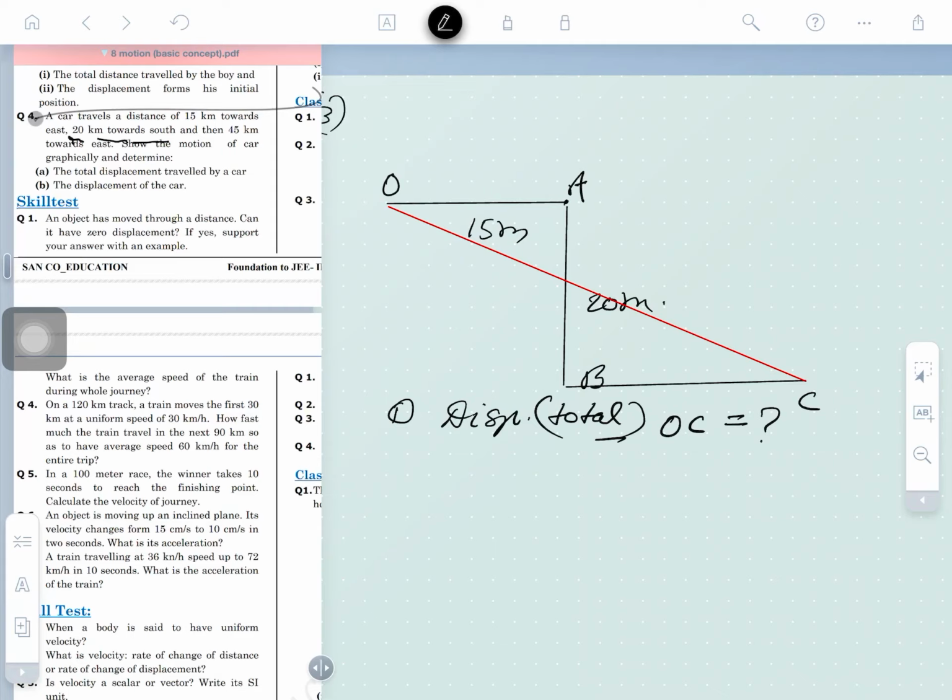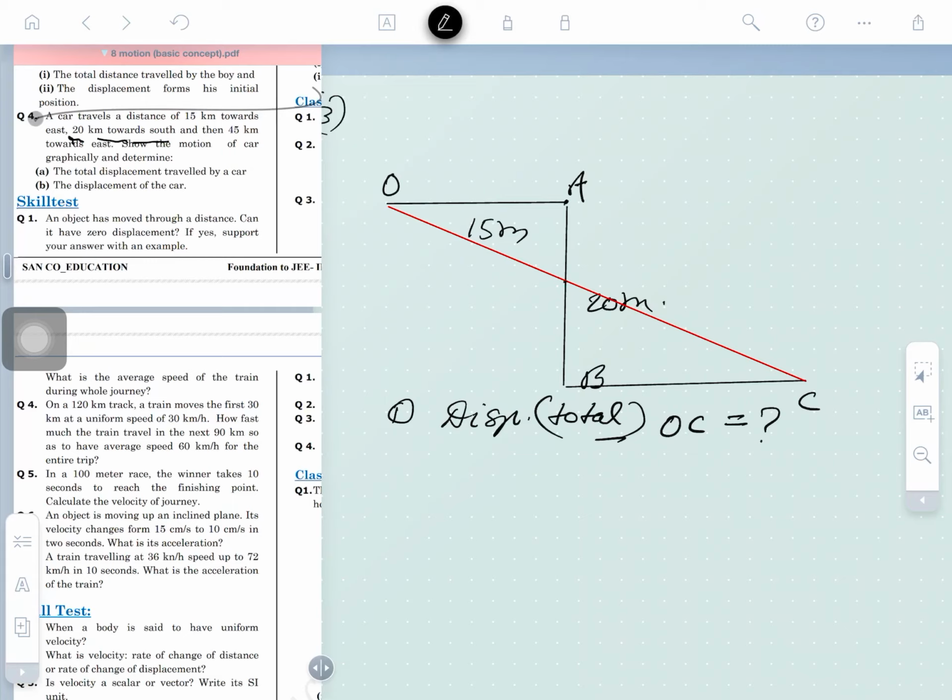How can you find that? So I am telling the definition again. The total displacement is the distance between the initial and final position, or we can also say the change in position between initial and final is called displacement. This can also be the shortest distance. Okay, so OC is to be found here.